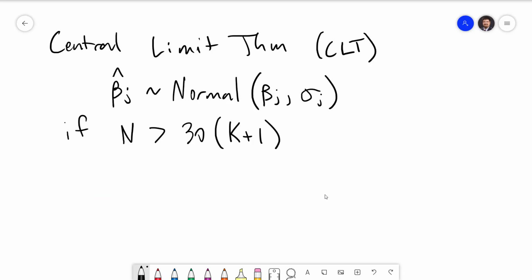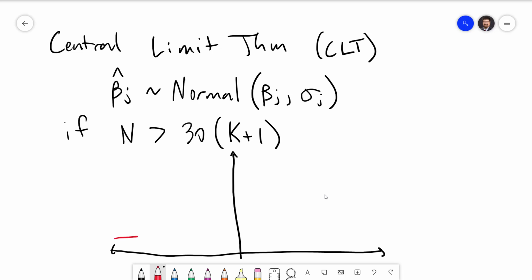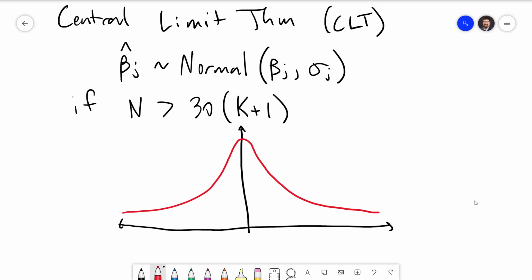What the central limit theorem says is that if we were to keep doing that over and over and over and make a histogram of our results, we would get a normal distribution. And that histogram would look something like that classic bell curve shape associated with the normal distribution. Since that distribution has a mean of beta j, that would be the middle of this distribution, and sigma j would tell us how spread out this distribution is.